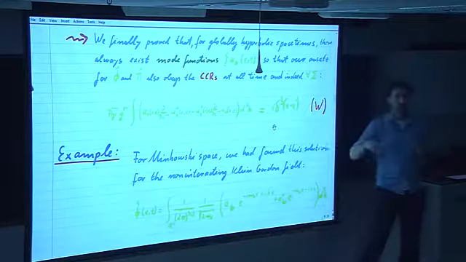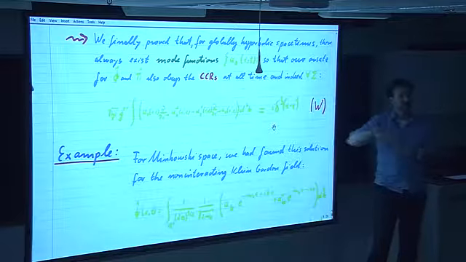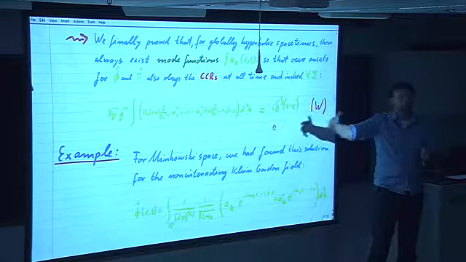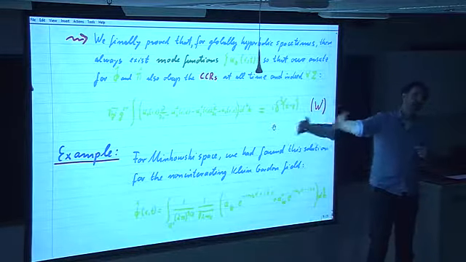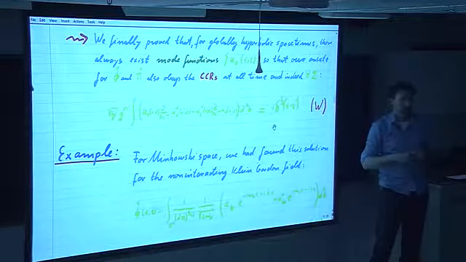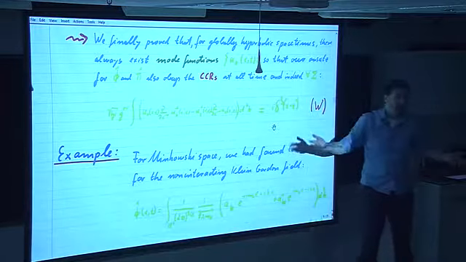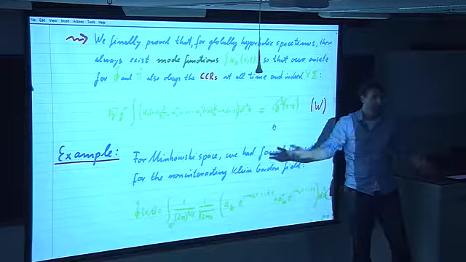So not only do the phi operators commute with phi operators at the same time, phi operators commute with all phi operators that are space-like separated from them, because there is going to be an observer for whom they are equal time.